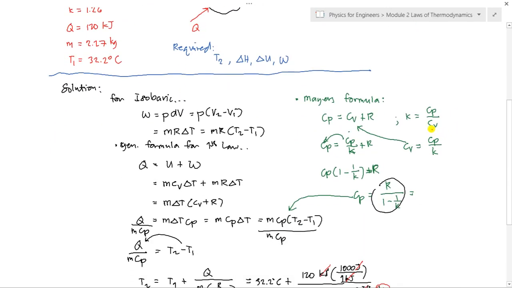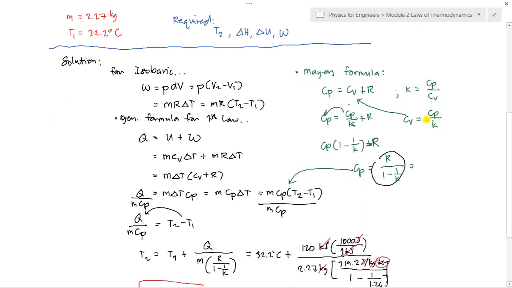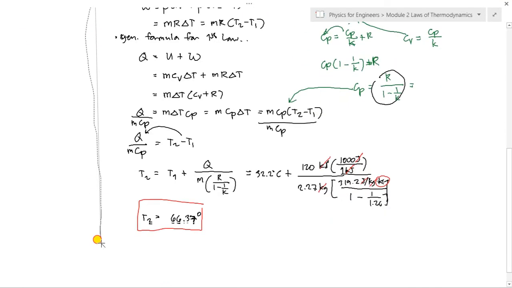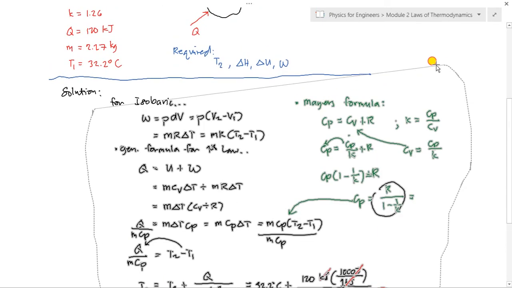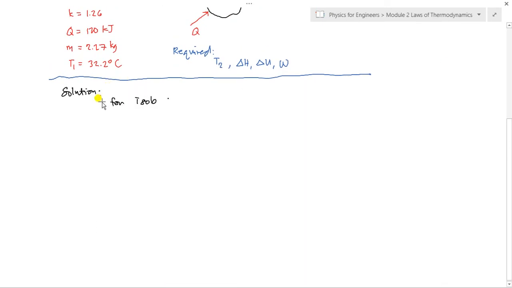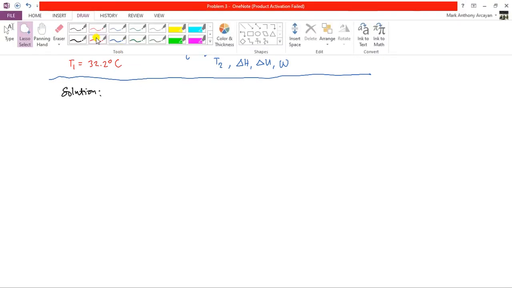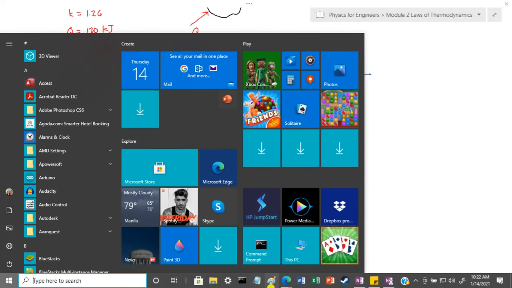Now, let's solve for enthalpy. So, solving for enthalpy. Okay, solving for enthalpy. Actually, for enthalpy, because for a constant pressure, okay.